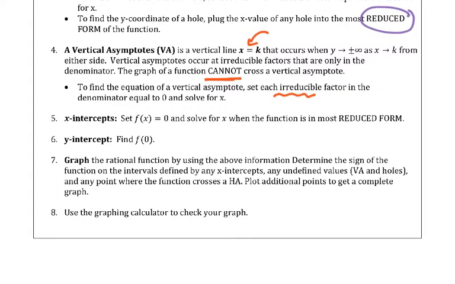And then finally here, x-intercepts and y-intercepts, those aren't new. The x-intercepts come from setting the function equal to 0 when it's in its most reduced form. And then the y-intercept comes from letting x equal 0. So for x-intercepts, we let y equal 0. For y-intercepts, we let x equal 0. And then we take all of that together and we graph it. And of course, you're going to have your graphing calculator, so you can use that to check.